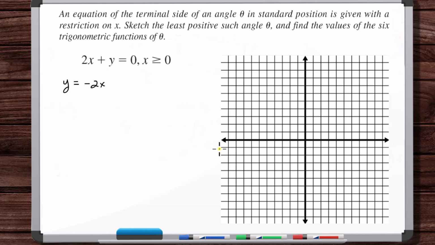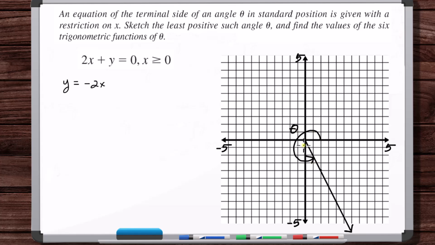We can graph this, so this is going to go through the origin. The y-intercept is 0. Each tick mark is 1/2, so down to 1, 2 over 1, down to 1, 2 over 1. So there's the line y is equal to minus 2x, but we're restricted to x is just greater than or equal to 0, and this goes off to infinity. Okay, so now this constrains the angle theta. Here's the angle theta.